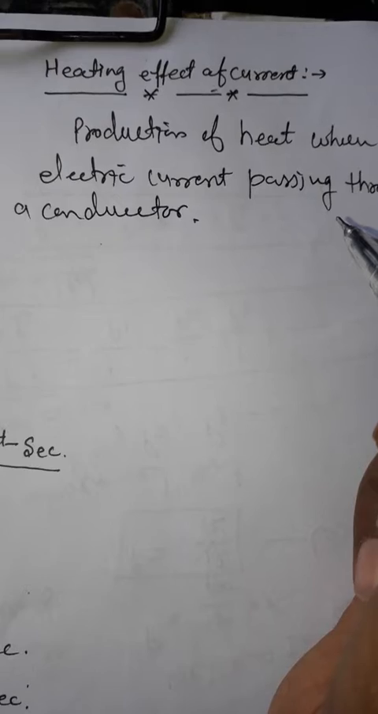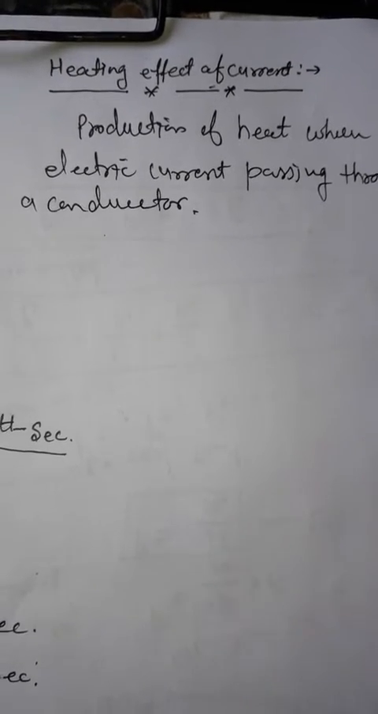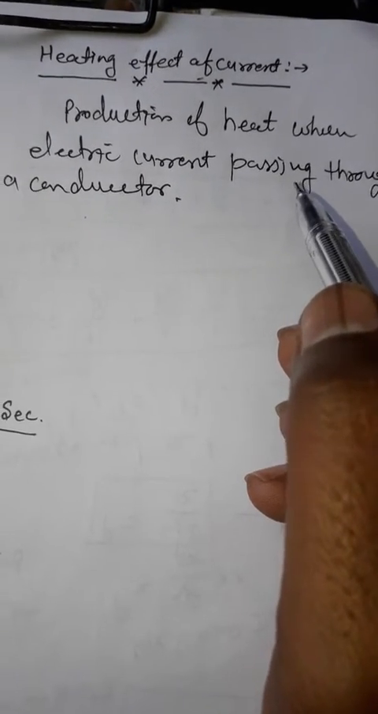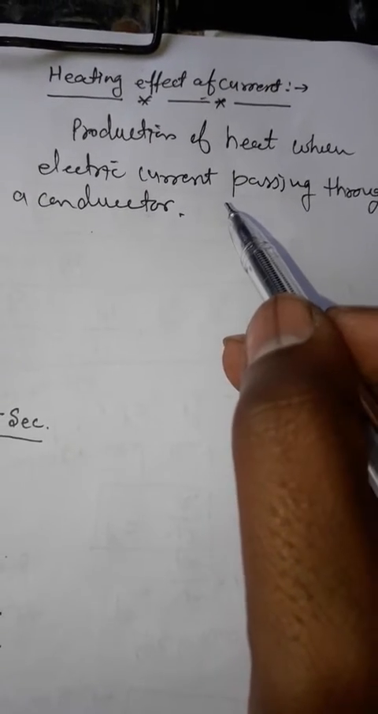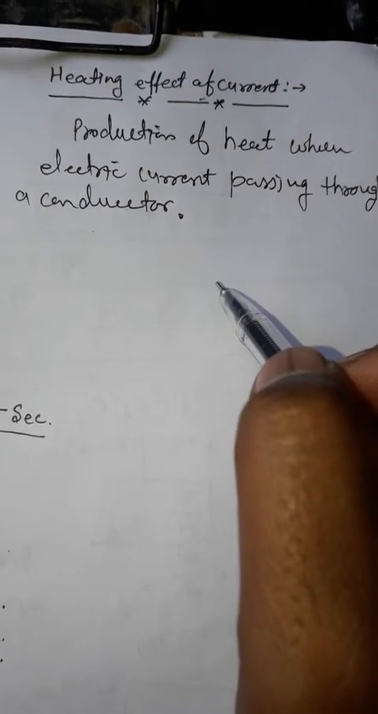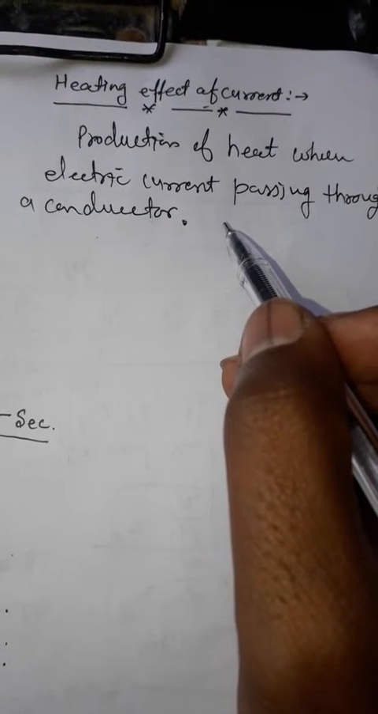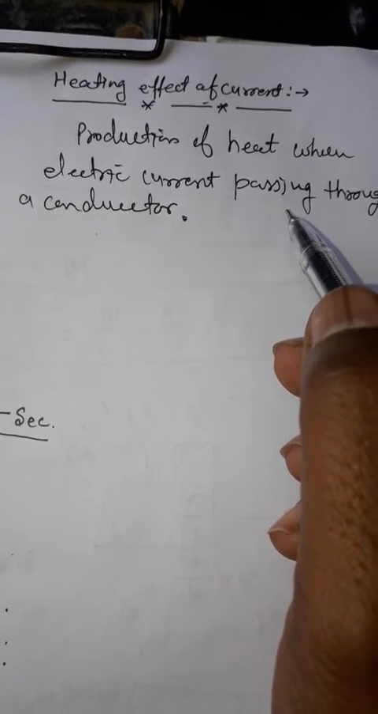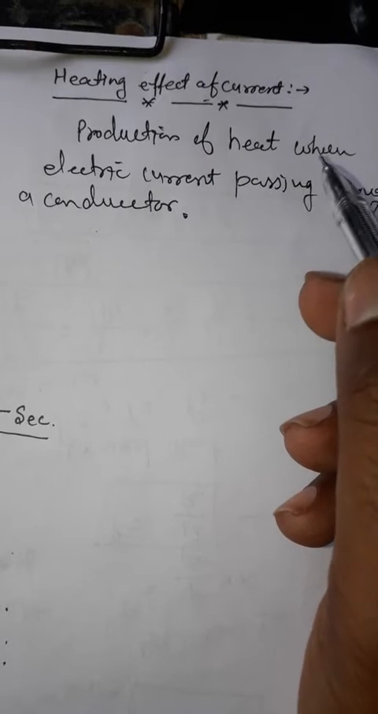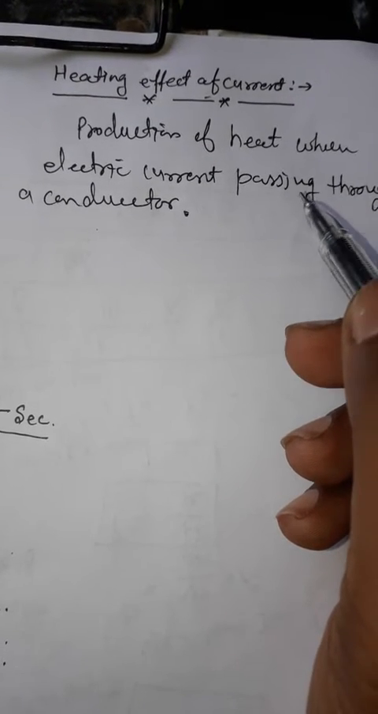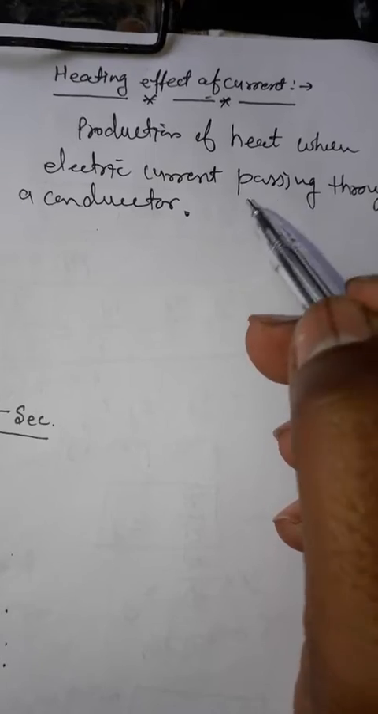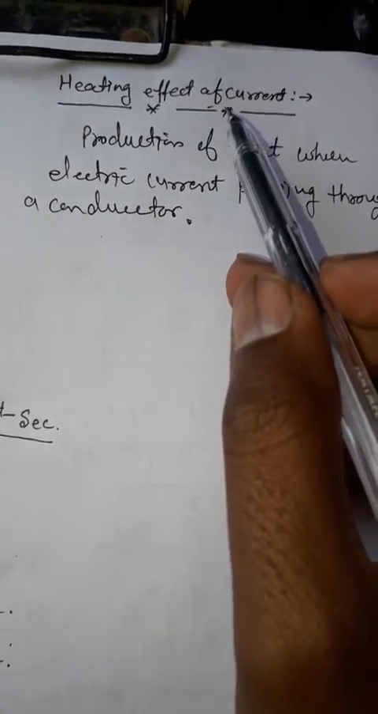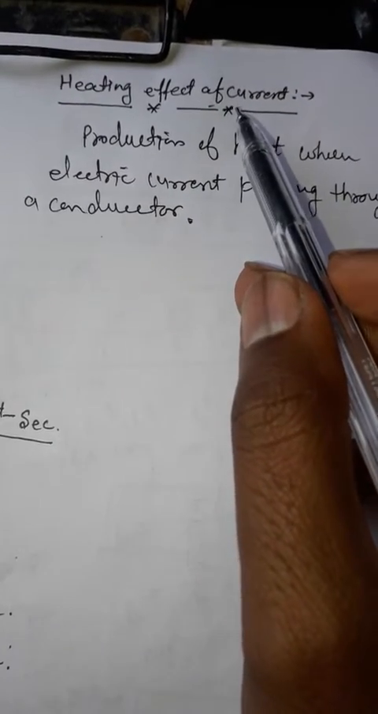Okay, as we know, in our home appliances there is also production of heat when current passes through these devices, like in an electric bulb. When we switch on the electric bulb, it becomes red hot after some time. Similarly, in an electric iron, by passing of electric current, the iron becomes hot. Similarly in heaters also. These are some examples which show the heating effect of current. So why is this heat produced by passing current?